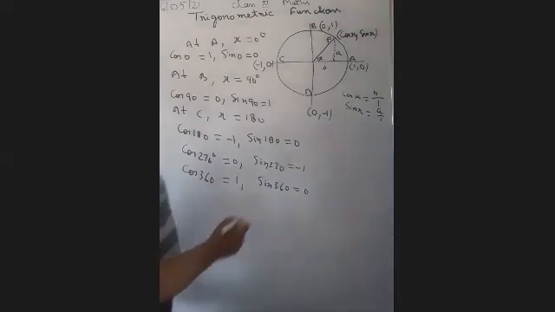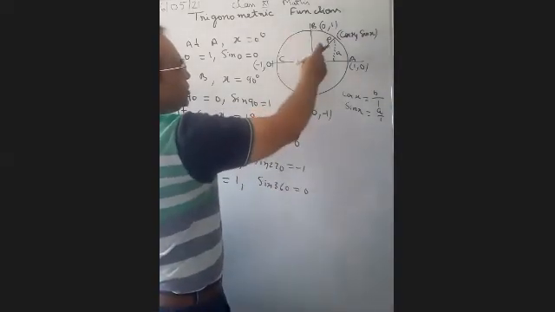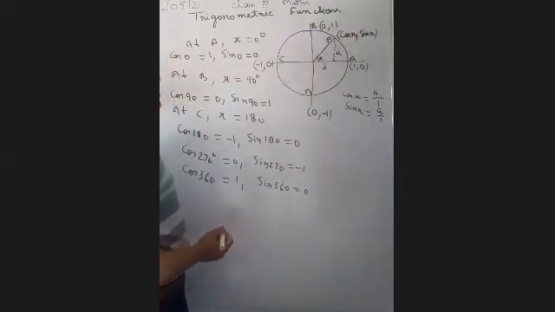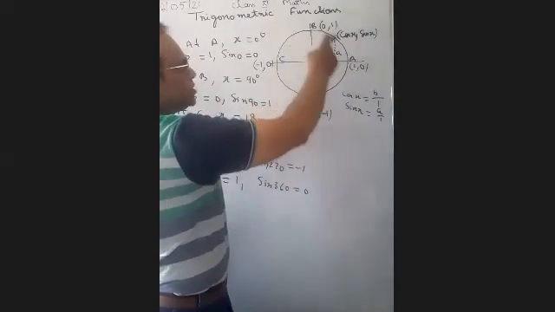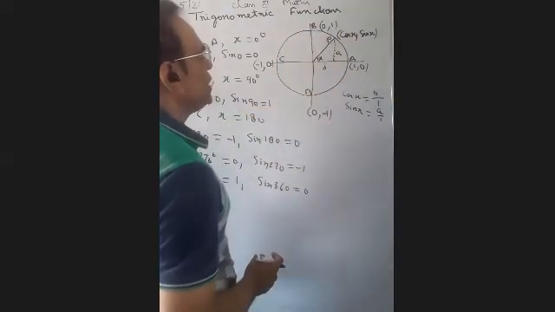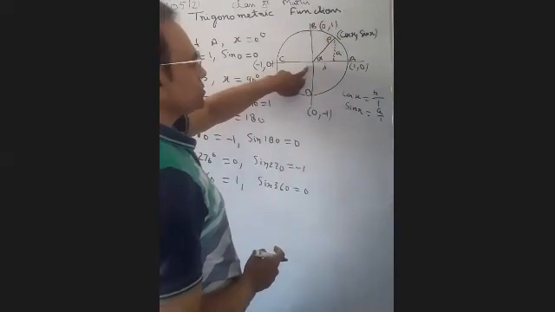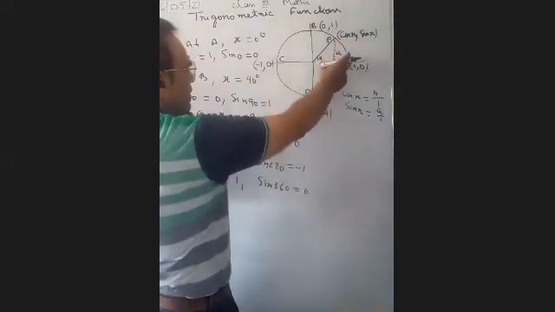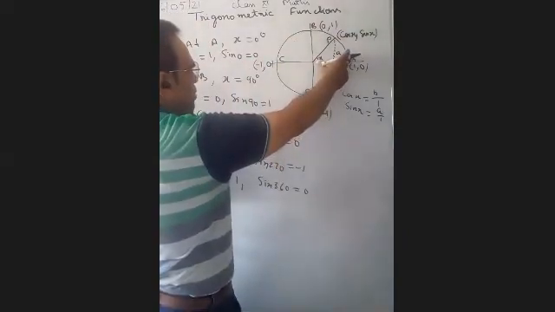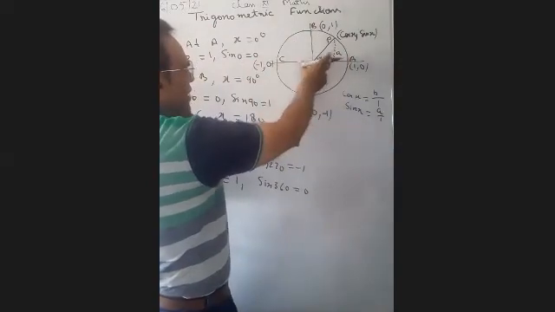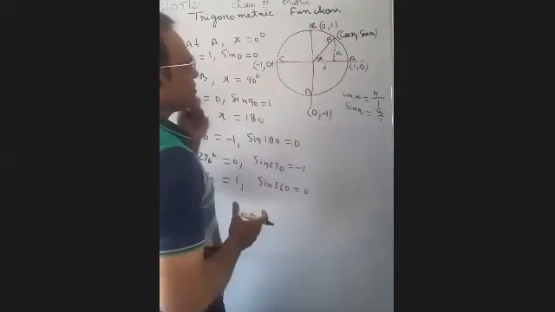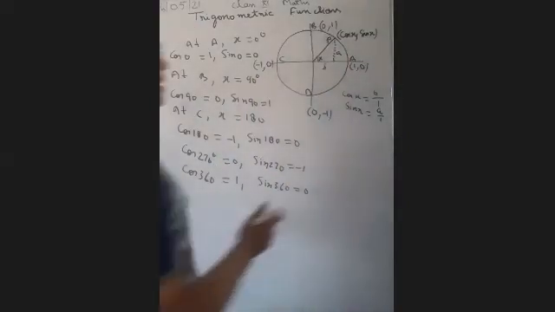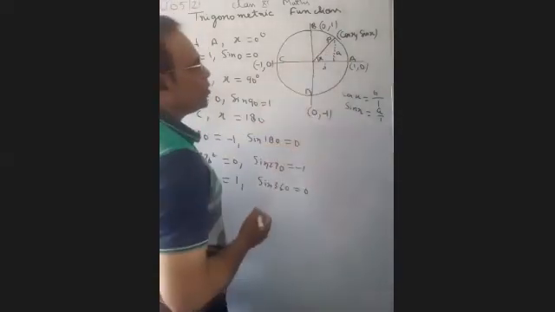Just observe here, wherever we come, if we take the angle more than 90 degrees, then we will reach the second quadrant. In the second quadrant, what will happen? Here you are observing the x coordinate is positive. In the first quadrant, we are observing all values are positive.